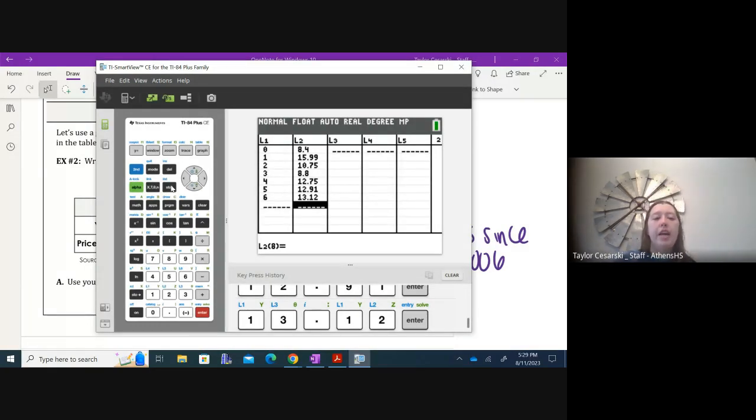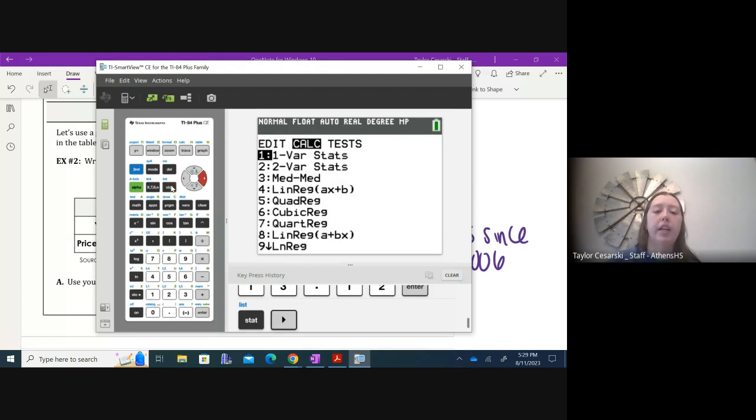So once I have that data in, I'm going to go to Stat, and go over to Calc. Notice there's lots of different regressions. 4 and 8 will produce the same thing, just opposites of each other. If you end up taking AP Stats, we like to use number 8, which is A plus BX, rather than an MX plus B sort of thing.